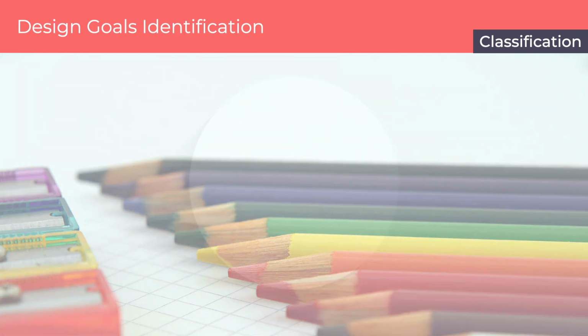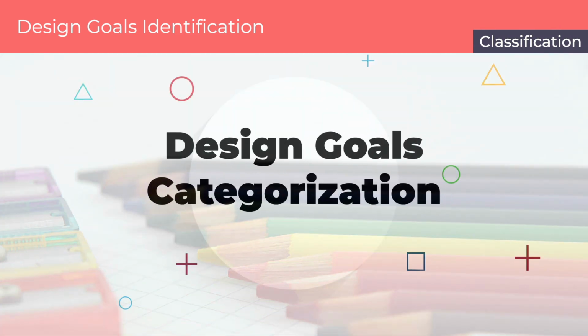In this video, we will learn how design goals can be categorized and which design goals are associated with each of those categories. Further, we will learn what each of these design goals means and how we can optimize them for our system. Before we move further, let me recap the summary from the previous video.